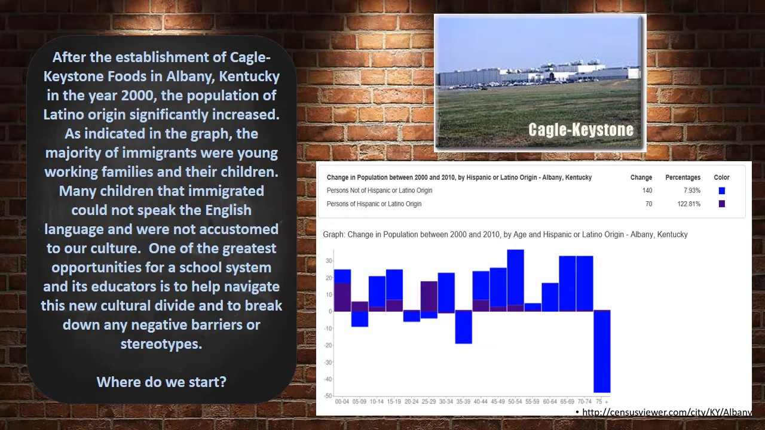After the establishment of Kegel Keystone Foods in Albany, Kentucky in the year 2000, the population of Latino origin significantly increased. As indicated in the graph, the majority of immigrants were young working families and their children. Many children that immigrated could not speak the English language and were not accustomed to our culture.